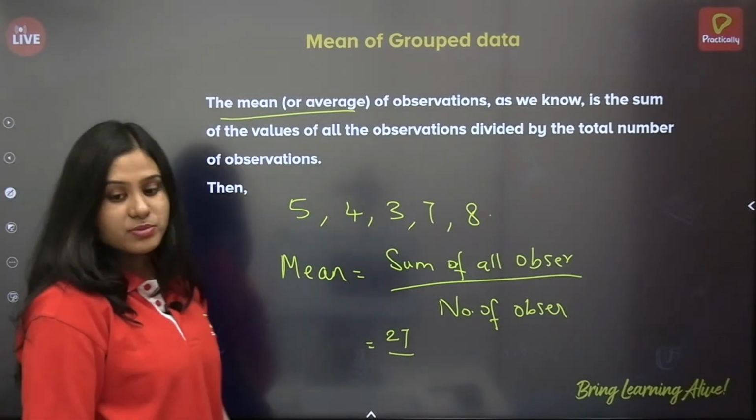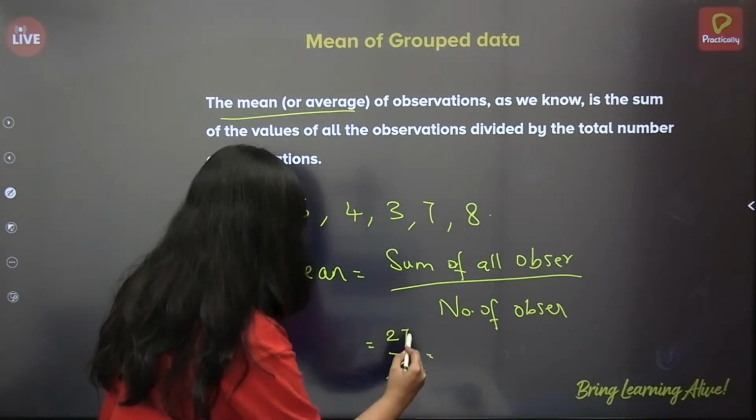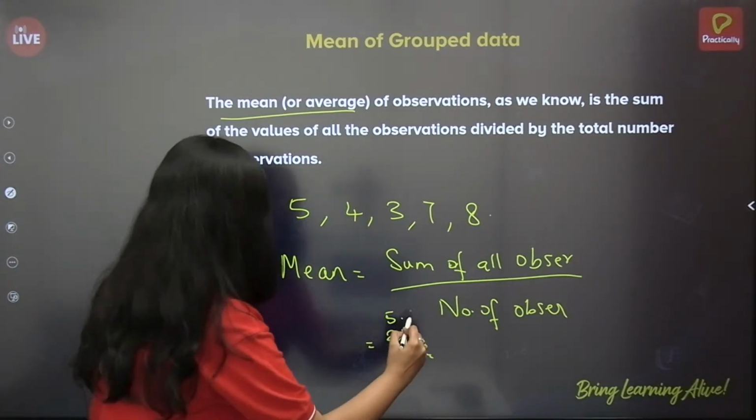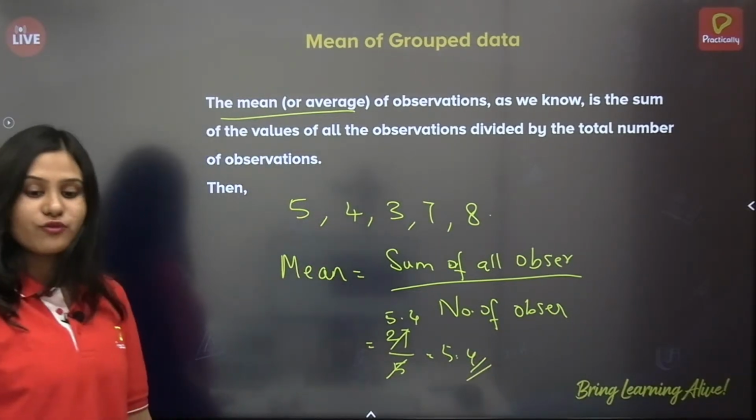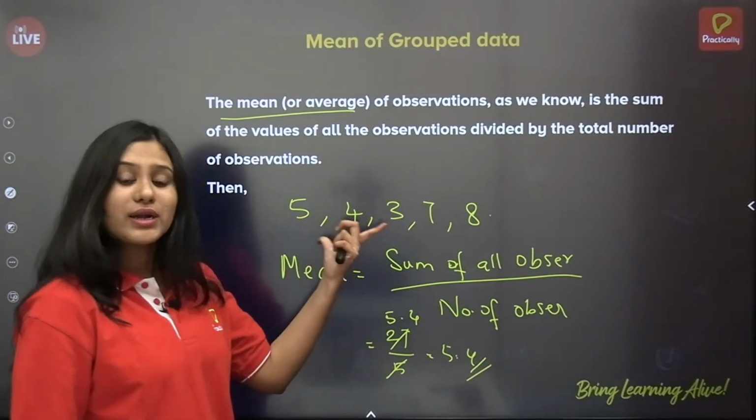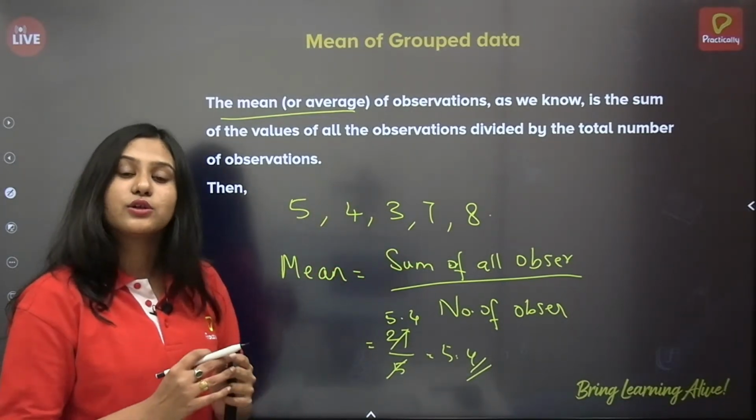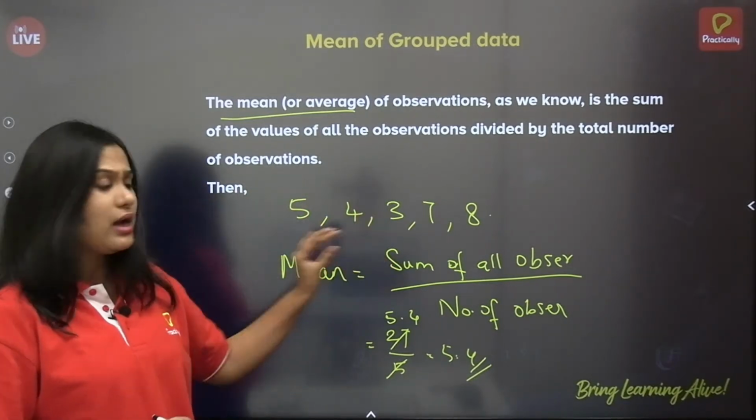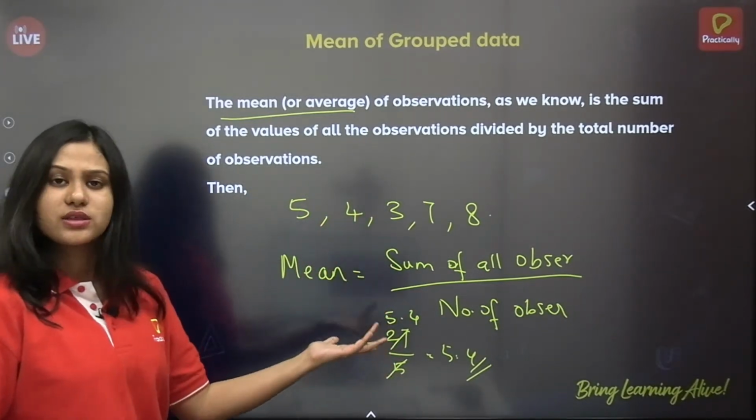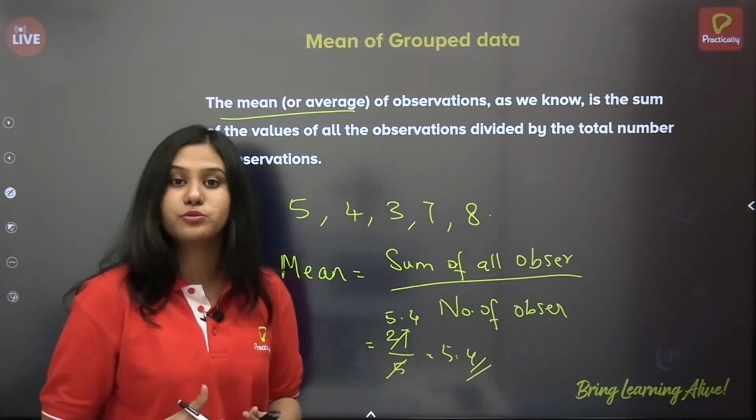Now, the number of observations. How many observations are there? 5. So 27 by 5. So 5 times 5 is 25, so 5.4 is my mean of the given observations. But what kind of data is it? It is ungrouped, right? We did not categorize it. It is just raw data. We have found the mean using the formula, correct? Now the question is, how do we do it for grouped data?